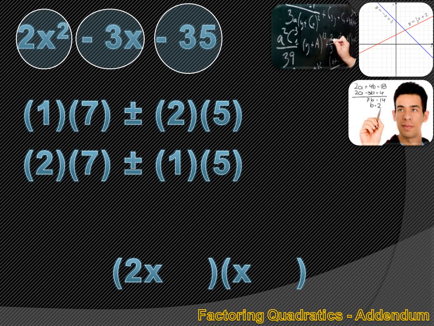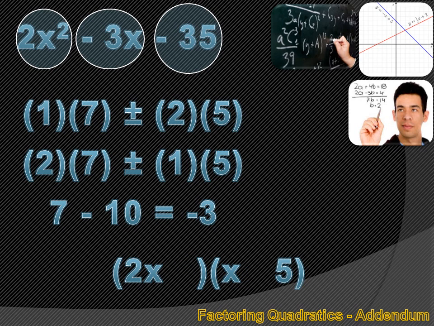Well, let's try that. Let's try the first one. 1 times 7 is 7. 2 times 5 is 10. Can I add or subtract 7 and 10 and come up with minus 3? Well, I can. 7 minus 10 equals minus 3. So I know that in my final answer, I'm going to be multiplying a 2 times a 5. And that'll tell me where to put my 5. If I put my 5 here, I won't be multiplying the 2 times it because I'm going to multiply outside times outside. So I need to put my 5 here, which means I have to put my 7 here.